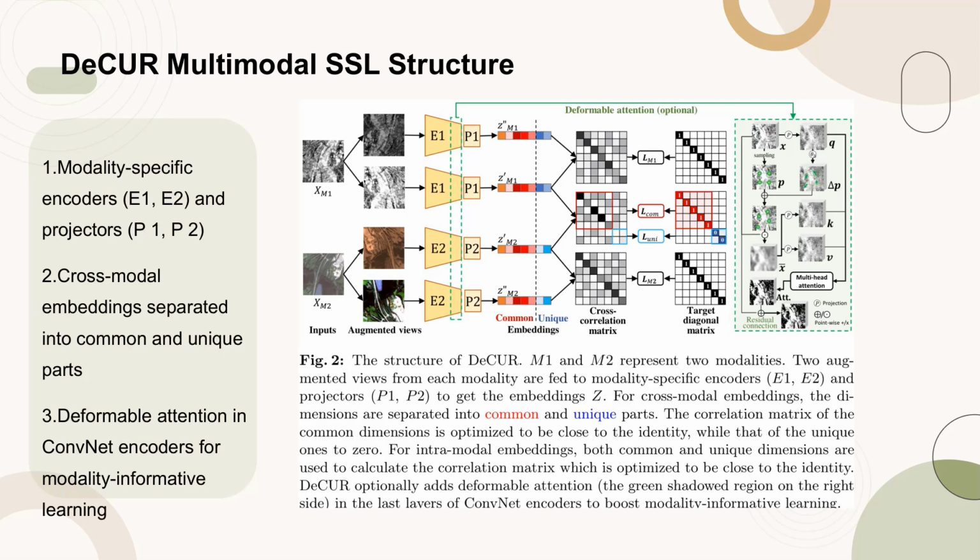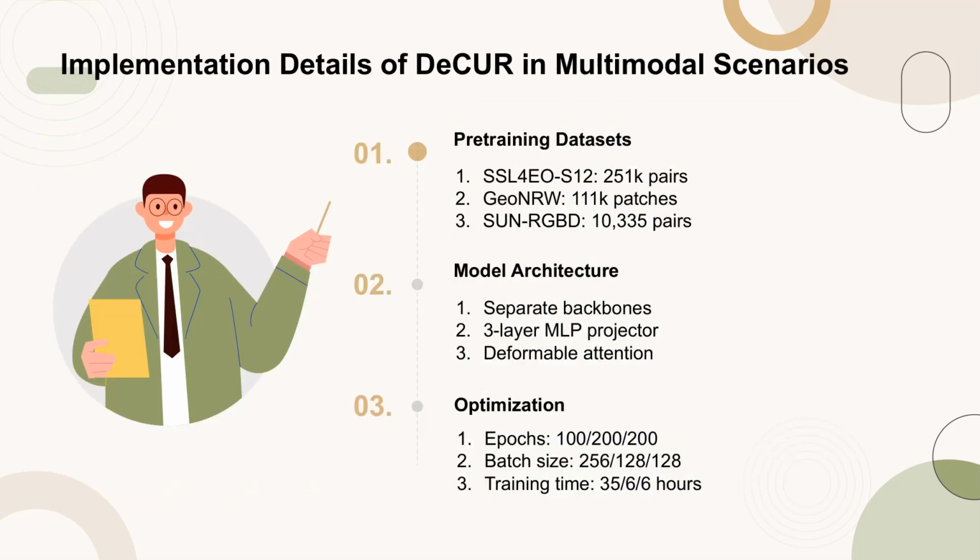learning. The DeCUR model is pre-trained using three distinct datasets, SSL4EO-S12, GeoNRW, and SUN RGB-D. SSL4EO-S12 provides 251,000 multimodal image pairs, GeoNRW offers 111,000 cropped patches, and SUN RGB-D includes 10,335 RGB-D pairs. The model architecture features separate backbones for each modality, each equipped with a 3-layer MLP projector.